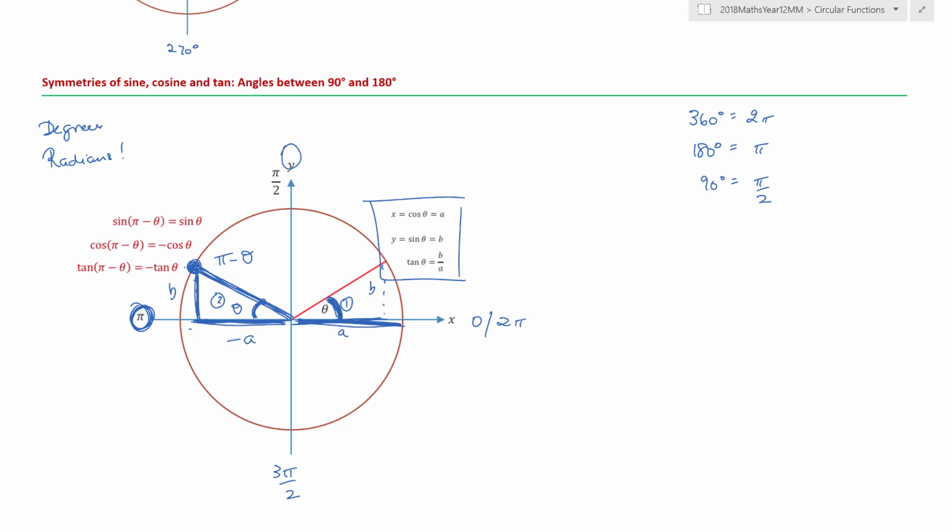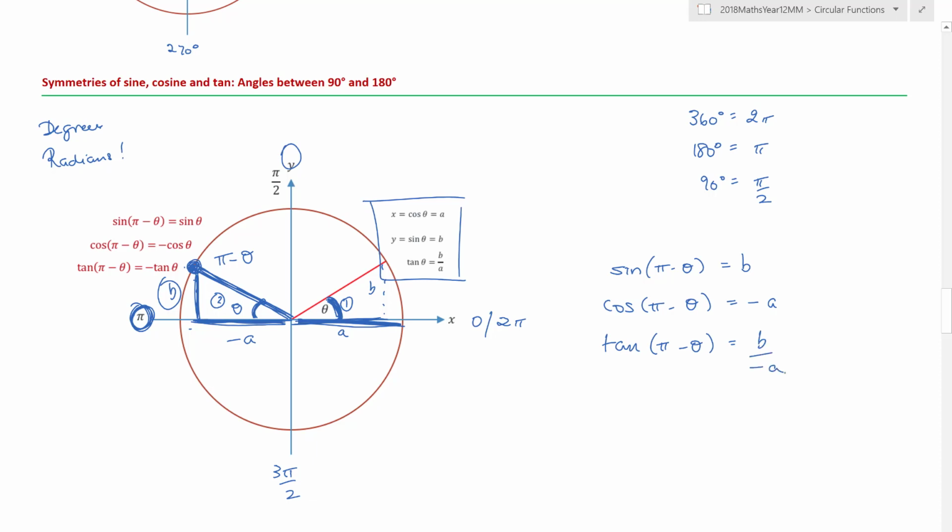So hold on a moment. We can then say, well, we now know that sine of pi minus theta. Remember, sine is my vertical distance, and my vertical distance is equal to b, right? We've just read that off of here. We would know that the cosine of pi minus theta will be equal to, cosine is horizontal distance, horizontal distance is minus a. And I know that tan of pi minus theta would be simply equal to sine over cos, which would be b on minus a.